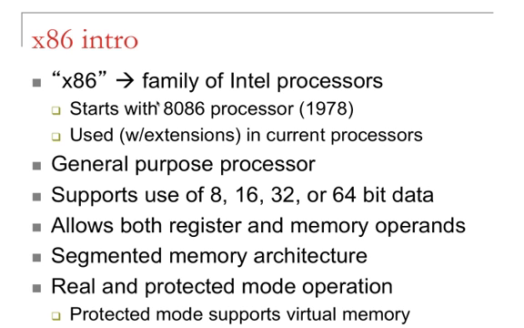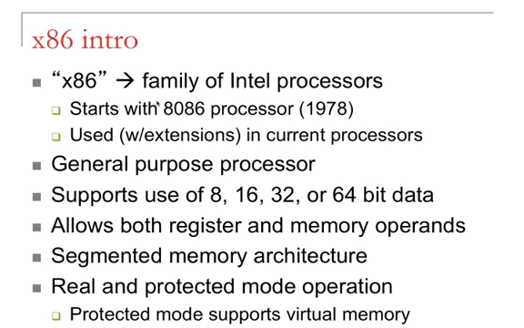x86 refers to a family of Intel processors. It starts with the first Intel microprocessor, the 8086, which was released in 1978. And this instruction set, with some extensions, is still used in the current Intel processors. That's why we still call them x86.